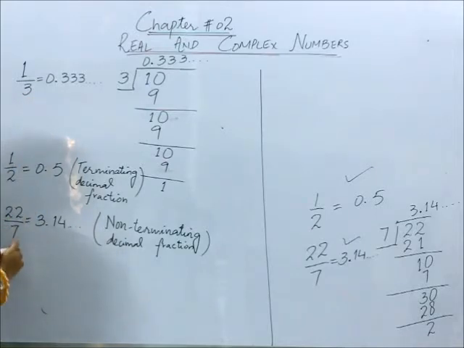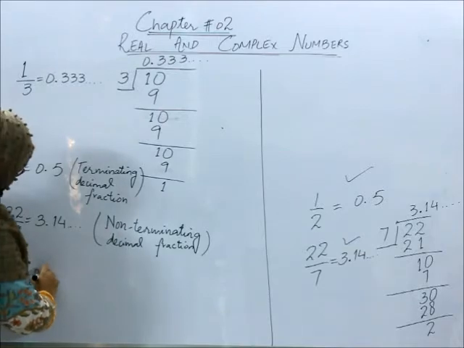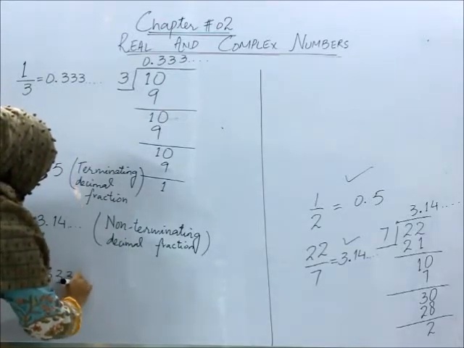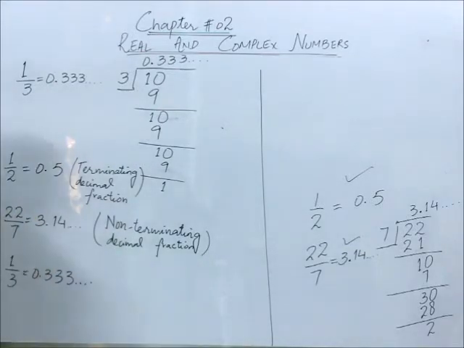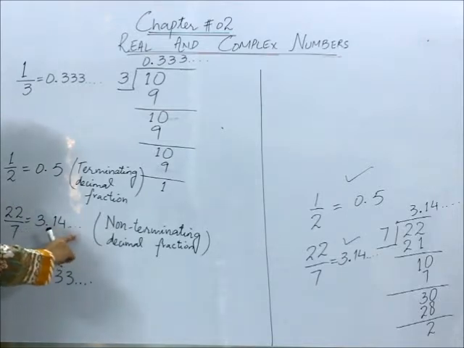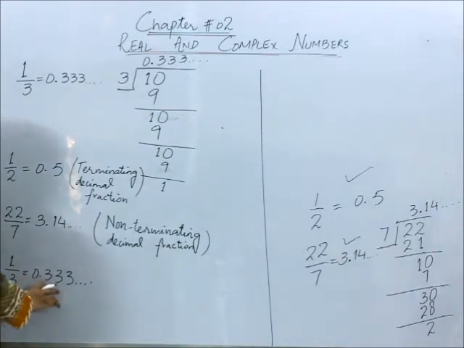Now what about this? What is the difference between 22 by 7 and 1 by 3? Can somebody tell me what is the difference over here? Yes, you can see the difference. The similarity is that the number of digits after the decimal point does not stop anywhere. And what about the difference? In one, the digits after the decimal point are different, and here the digits after the decimal point are repeating.